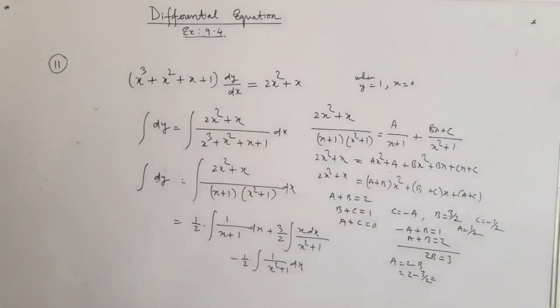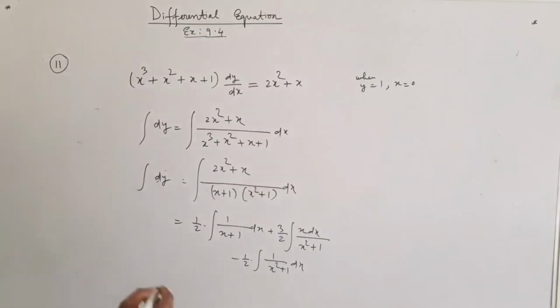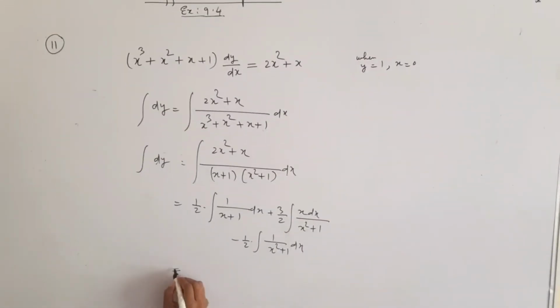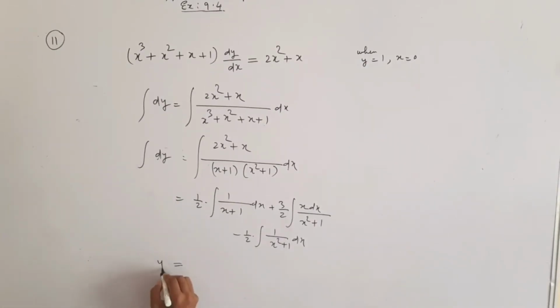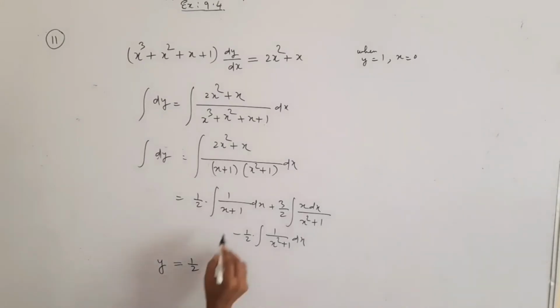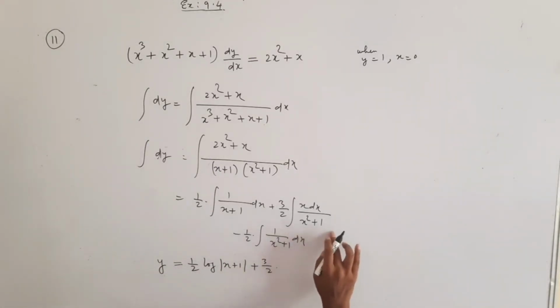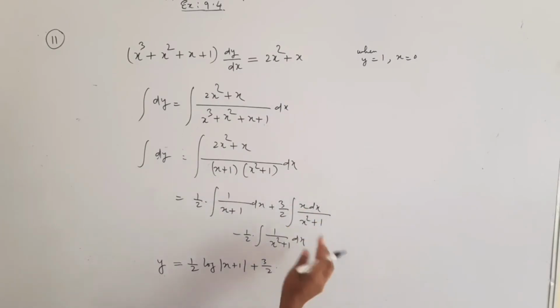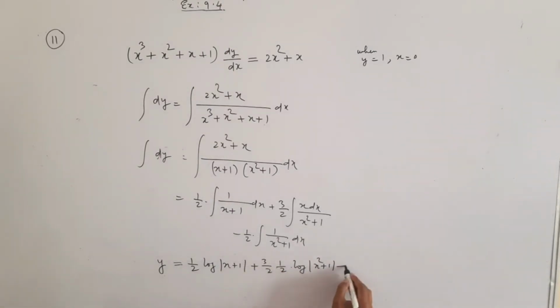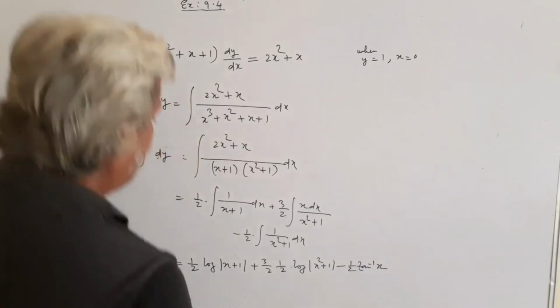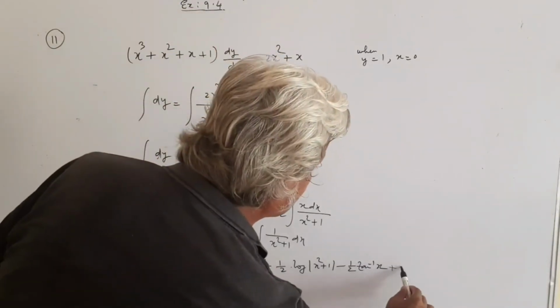Now let me remove this part of the screen. Here, if I integrate, integration of 1 dy becomes y, and this is half. Integration of 1 over x plus 1 becomes log mod x plus 1, plus 3 by 2. If you take x square plus 1 as t, you'll get 2x dx, so I write 2 somewhere outside. So it becomes half, and this also becomes log mod x square plus 1, minus 1 by 2 tan inverse x. And then I need c, the constant of integration.